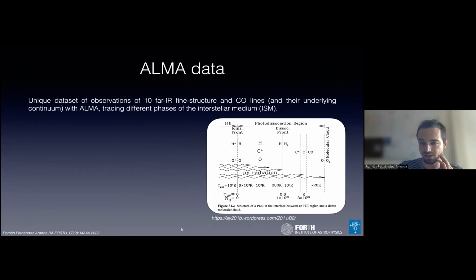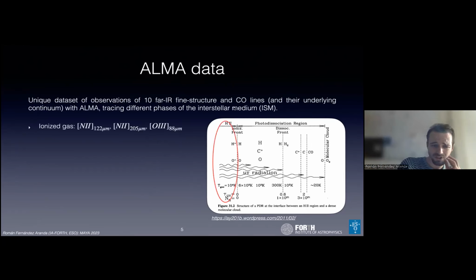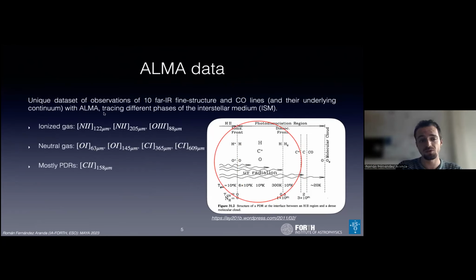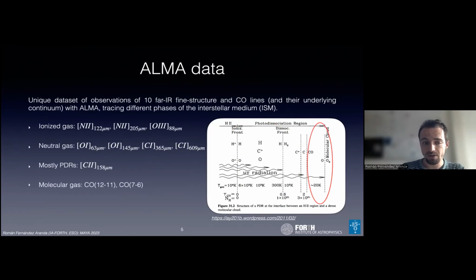So it's a very good example for trying to understand how all the phases look in hot dust obscured galaxies. Very briefly, we targeted 3 lines that trace the ionized gas: nitrogen [N II] at 122 and 205 microns, and the oxygen [O III] 88 micron line. Then we also have lines that trace the neutral gas: the 2 neutral oxygen lines and 2 neutral carbon lines. We also have C+, which comes from both the ionized and neutral phases but mostly arises from photodissociation regions. And finally, we have 2 high-transition CO lines, which come from deeper in the molecular cloud.